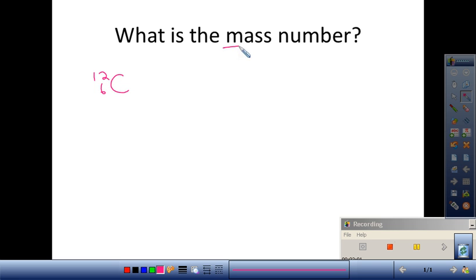Okay, so the mass number. Well, what has mass in an atom? 2 things have mass in an atom. Protons have mass and neutrons have mass. Electrons have a small mass. It's too small to care about. So protons and neutrons, if we add those 2 things together, the 2 things that have mass, we get the mass number. Alright, so there's our mass number there, 12.